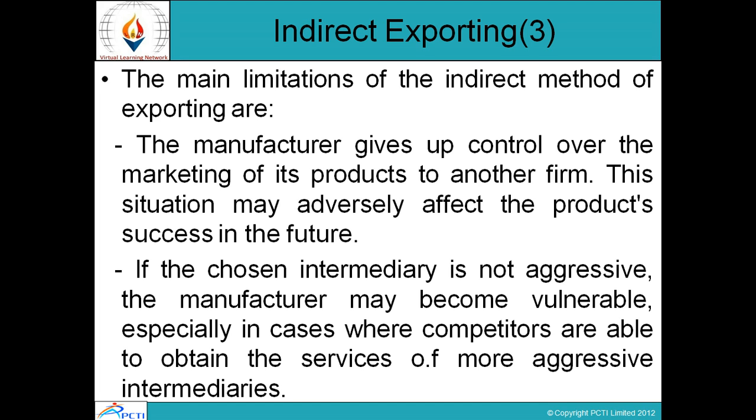There are certain limitations also which should be taken care of. First, the manufacturer gives up control over the marketing of his product to another firm. So there is no direct control. The control is lost as the product reaches the intermediary. This situation can adversely affect the producer's success in the future. If the chosen intermediary is not aggressive, the manufacturer may become vulnerable, especially where competitors are able to obtain the services of a more aggressive intermediary.